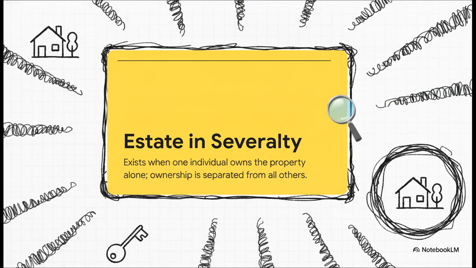The first way to hold a fee simple estate is an estate in severalty. Now, I know the word severalty sounds kind of like several, which might make you think of multiple people, right? But it actually means the exact opposite. It means the ownership is severed or cut off from all other owners. It exists when one individual owns the property completely alone. They hold the entire bundle of rights all to themselves, and importantly, when that single owner dies, their ownership interest passes directly to their heirs.